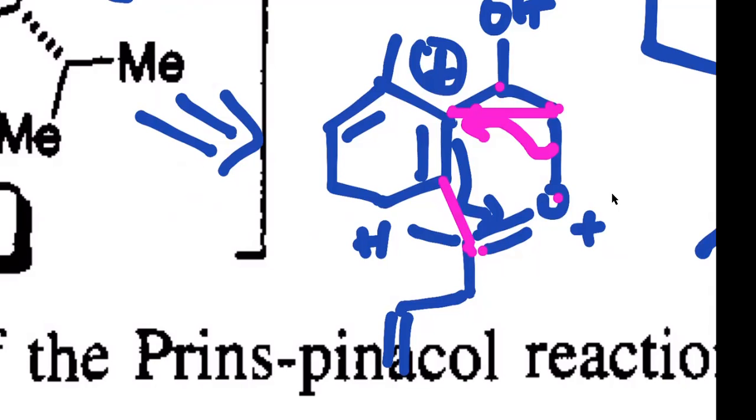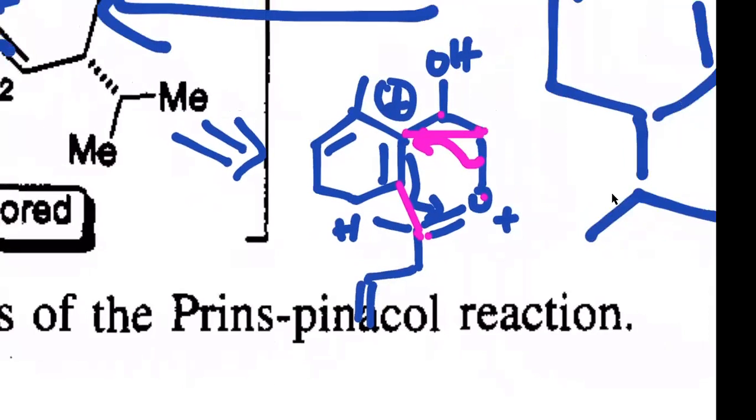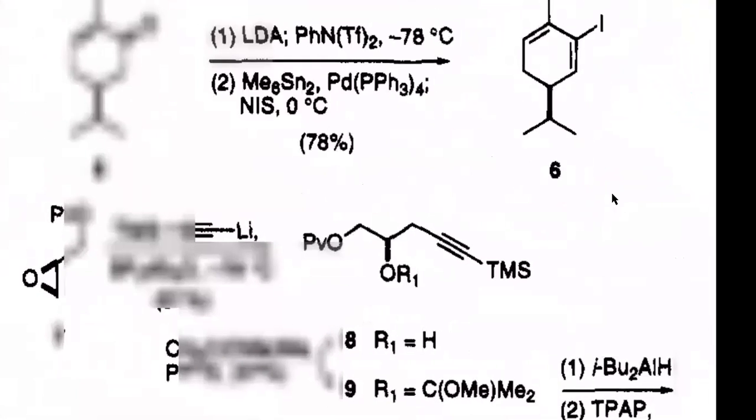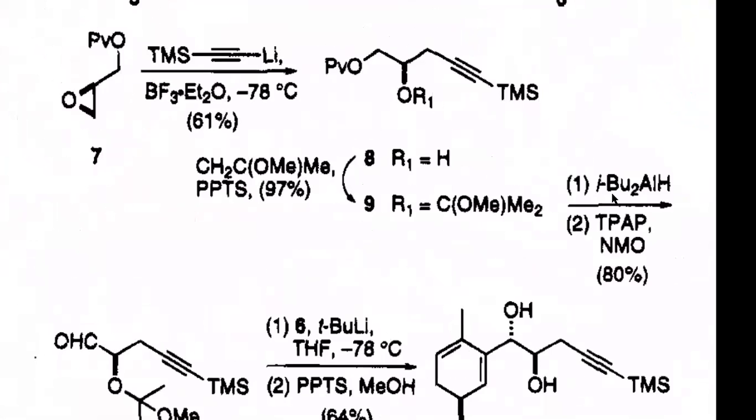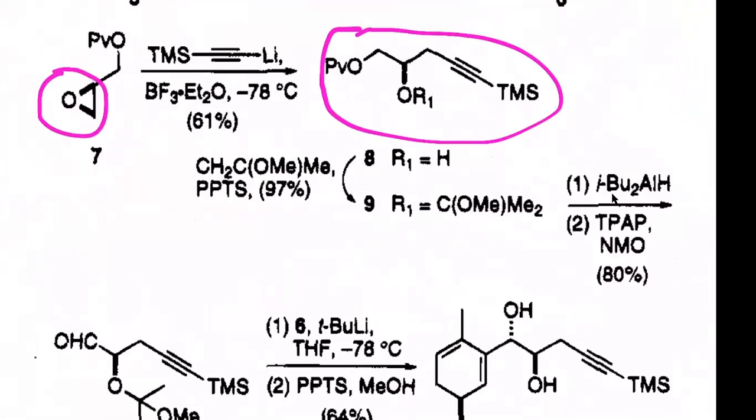Once you build that part up, you can see right here that everything else is commercially available. You can buy this, and then you convert it into a vinyl lithium, which they did right here. Then this is your other substrate that you're going to add in, which is just an epoxide opening. They open up this epoxide, and when you see the protecting group, it's used to keep that alcohol from reacting with other things.